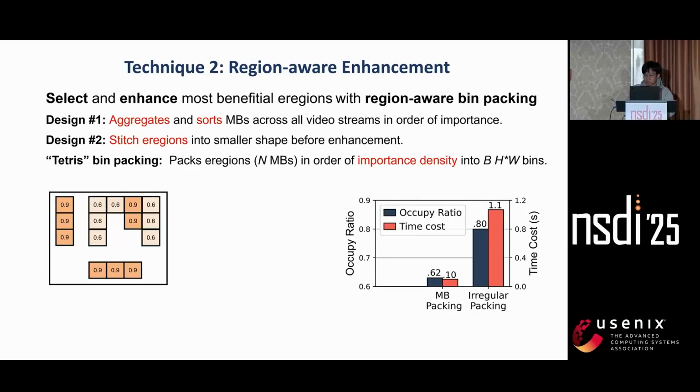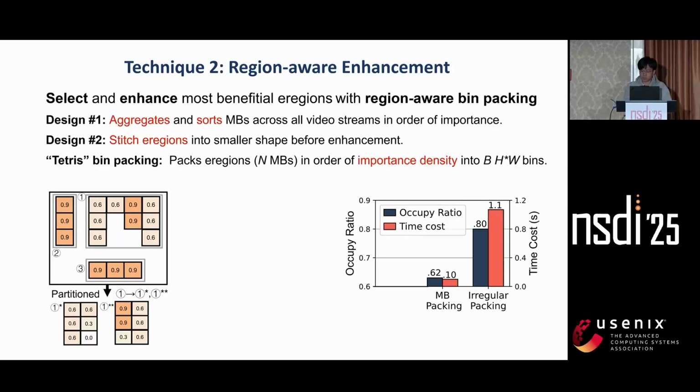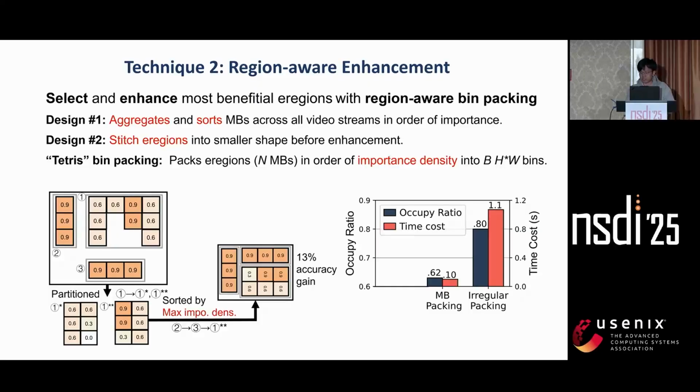For 3 irregular regions, our method first converts them into regular rectangles, and for the oversized region, like region 1, we partition it into sub-region 1 star and 1 double star. These regions are then sorted by importance density and packed into the available area of the H multiply W bin through rotation, ordered from the highest importance density to the lowest.